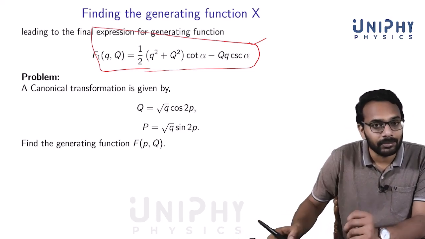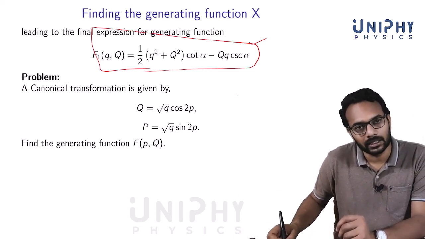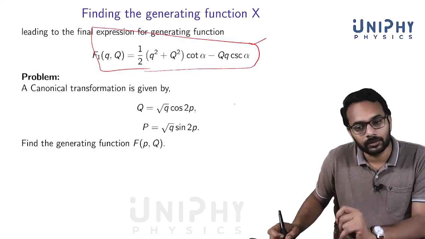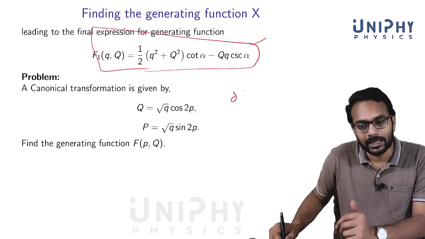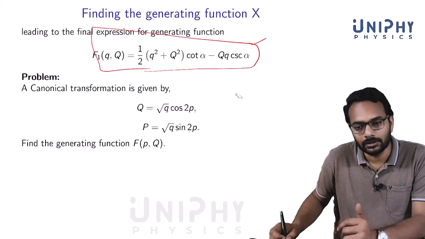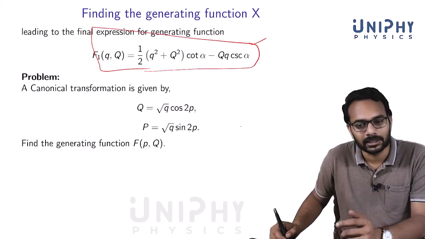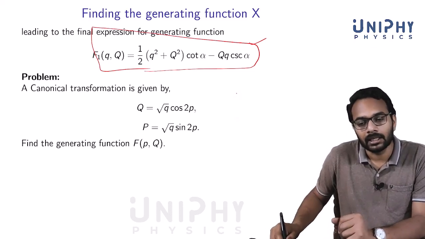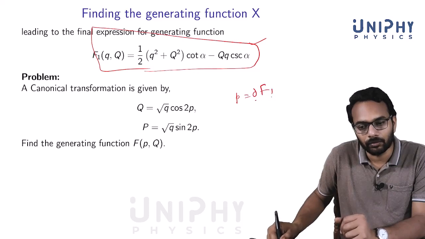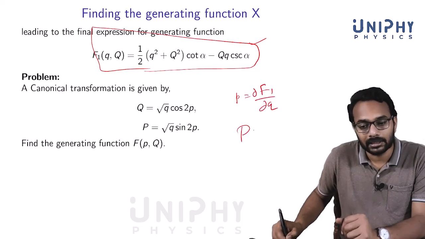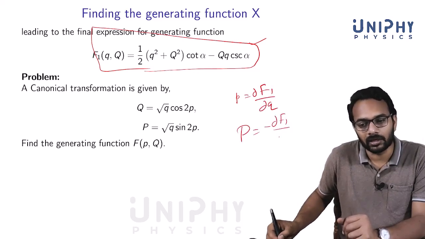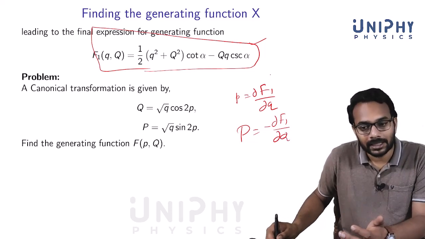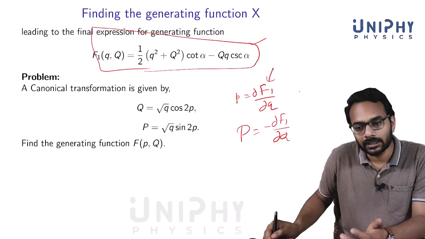Now for the examination, if the options are given and the transformations are given, the first thing you could try is to find the partial derivatives of f using the transformation equations. You know how to write them. In this case, for example, small p is equal to ∂f1/∂q and capital P is equal to minus ∂f1/∂Q, right? So you can do this. You can actually check all the options.